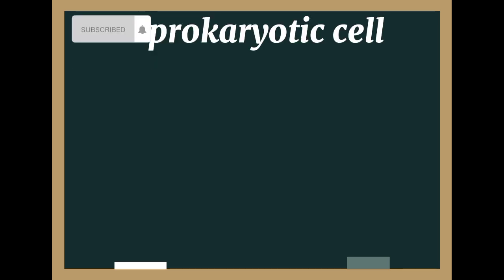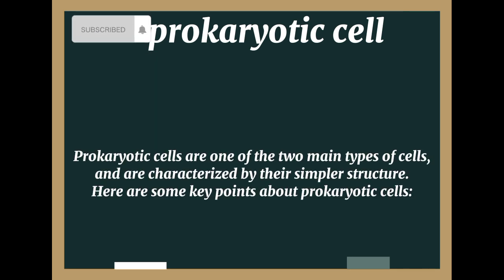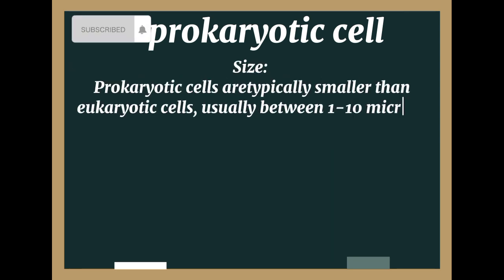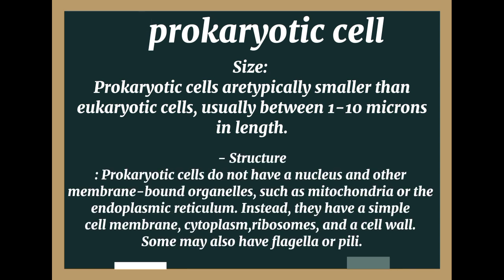Prokaryotic cell. Prokaryotic cells are one of the two main types of cells, and are characterized by their simpler structure. Here are some key points about prokaryotic cells. Size. Prokaryotic cells are typically smaller than eukaryotic cells, usually between 1 to 10 microns in length. Structure. Prokaryotic cells do not have a nucleus and other membrane-bound organelles such as mitochondria or the endoplasmic reticulum. Instead, they have a simple cell membrane, cytoplasm, ribosomes, and a cell wall. Some may also have flagella or pili.